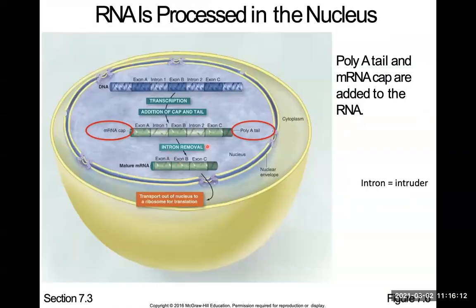So once the introns are removed, you have only exons, a poly A tail on one side and an mRNA cap on the other side. I keep calling it mRNA because this is a messenger RNA. It's taking the information from DNA and going to the cytoplasm. Once you have this, it's called mature mRNA. This is your final copy, and it's going to leave the nucleus. So that's transcription.